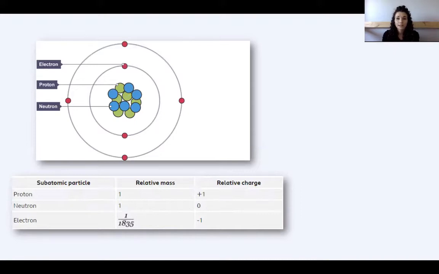So the protons and the neutrons both have a mass of 1. You can see this in this table I've got here. Electrons have got such a tiny mass that usually we just say negligible. So it doesn't really count, all right? Protons have got a +1 charge, so a positive charge. Neutrons, the clue's in the name really. Neutron sounds like neutral, doesn't it? Or no charge. So neutrons have got a charge of 0. And electrons have got a charge of -1, so they've got a negative charge.